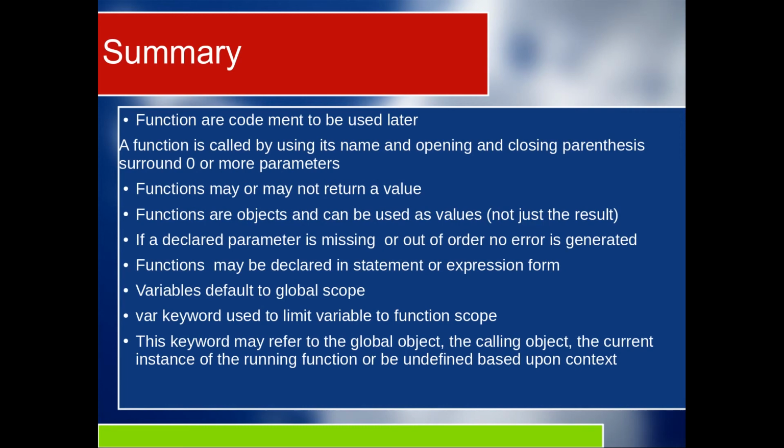If a declared parameter is missing or out of order, no error is generated. Functions may be declared in statement or expression form, and variables default to global scope. You can use the var keyword to limit a variable to function scope, and the this keyword may refer to the global object, the calling object, the current instance of the running function, or be undefined based upon context.